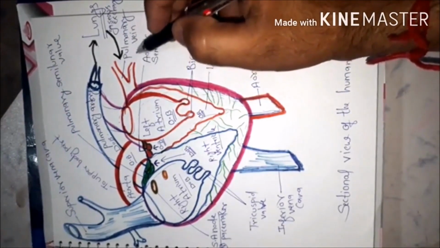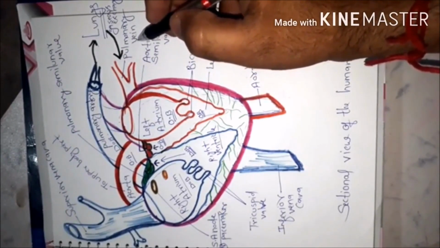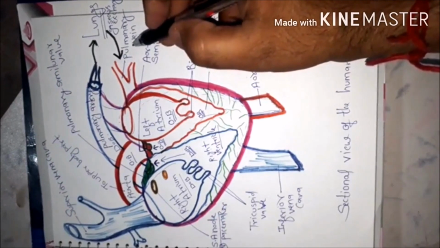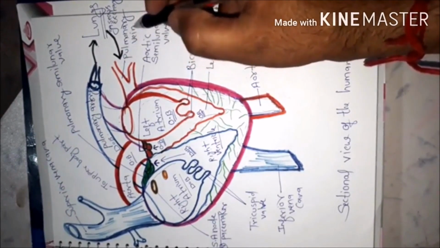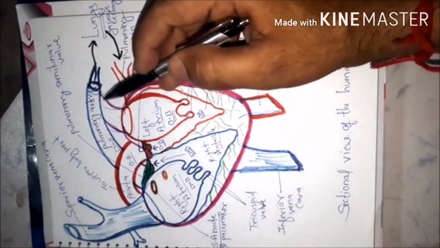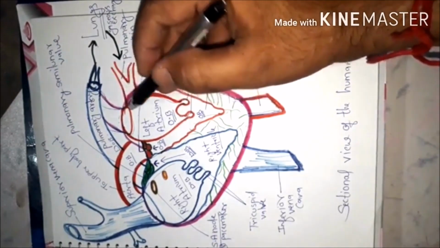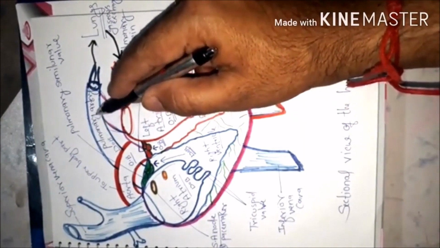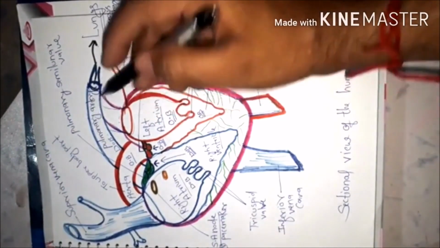Here one thing is noticed: all the veins possess deoxygenated blood except the pulmonary vein, because the pulmonary vein possesses oxygenated blood. Similarly, all the arteries possess oxygenated blood, but the pulmonary artery possesses deoxygenated blood.